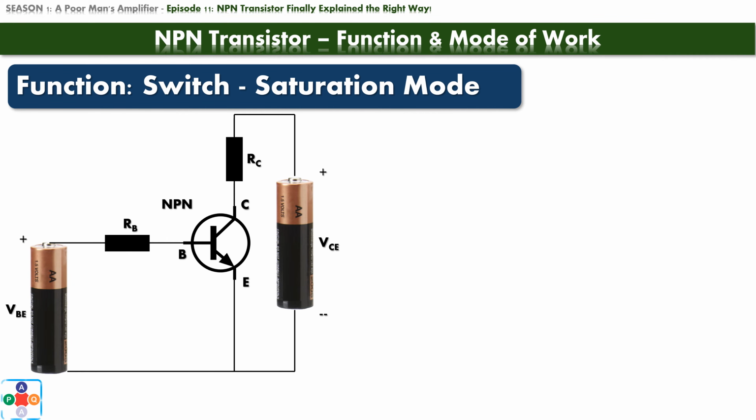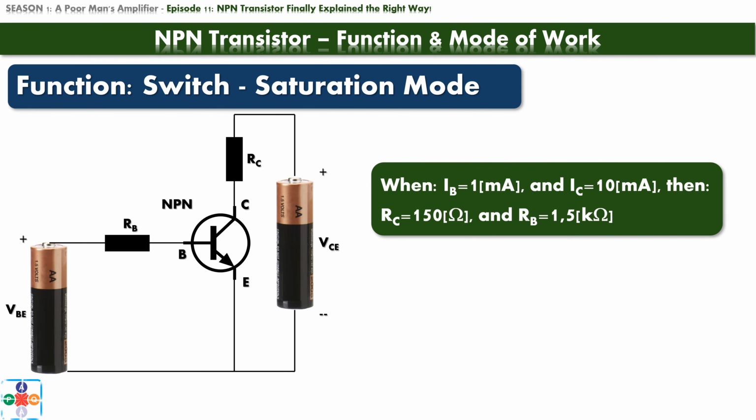In the first case, from the datasheet we have values for base and collector current of 1 and 10 mA, respectively. We know that our power source is 1.5 volts, so by using Ohm's law, we can get values for the collector and base current limiting resistors. We get R_C equals 150 ohms, and for R_B we get 1.5 kiloohms.